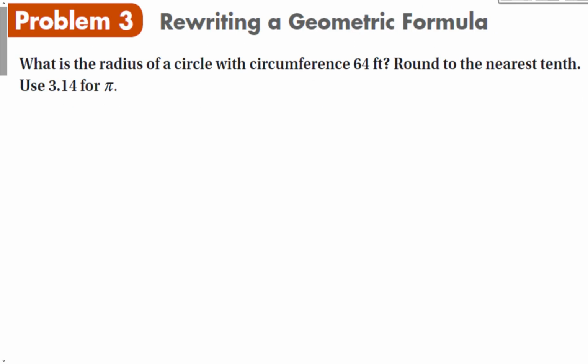Okay? Let's look at this problem. What is the radius of a circle? Well, you need to know the formula for the radius of the circle. Oh, sorry, what is the radius of a circle with a circumference of 64? We need to know the formula for circumference, that has to do with radius. So circumference is equal to 2 pi r. 2 times pi times r.